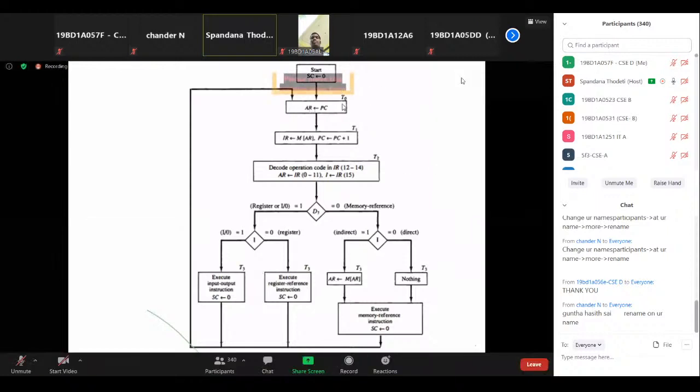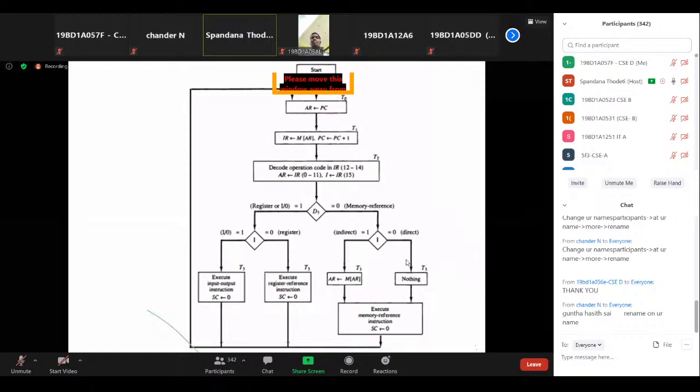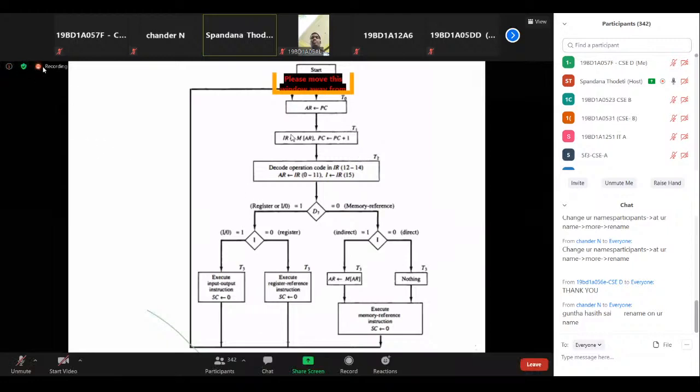First, at T0, in the T0 clock cycle, what we have to do? First, identify where the instruction you want to execute is present in the memory location. Always that address is present in the program counter, right? So first, whatever is there in the program counter should be moved to your address register. The address of the next instruction to be executed is placed in the address register. Next, what is the next step? At T1, what will happen? You know where that instruction is present. So go to that memory location and retrieve the instruction. Place it in the instruction register.